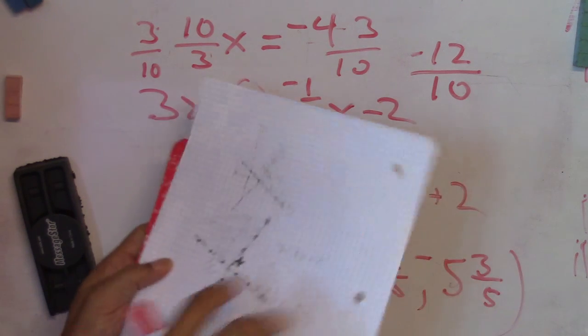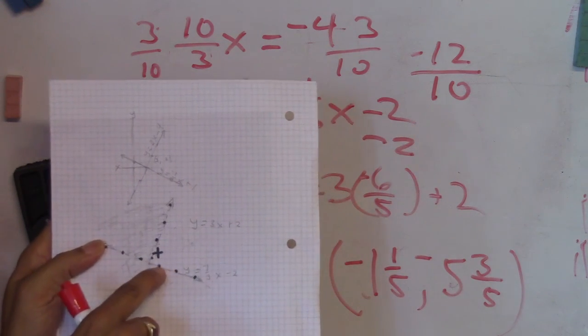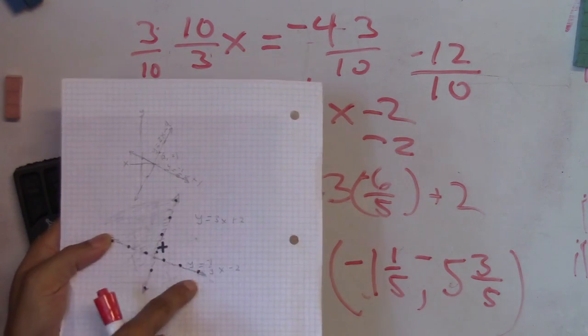Done. So now, look, we know everything about this. If I know these lines, I know where they cross. I know where they cross the x-axis. I know everything about this thing, right?